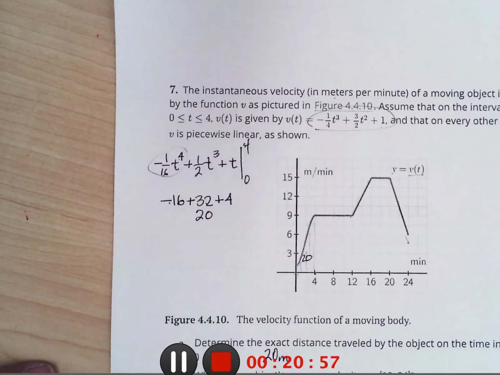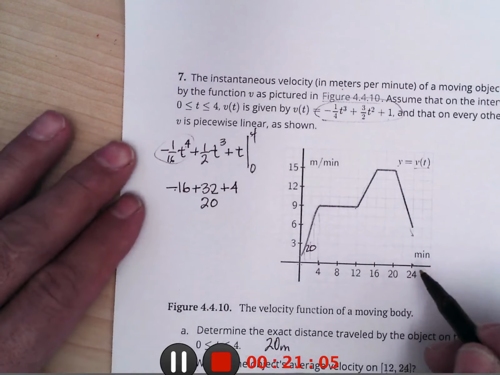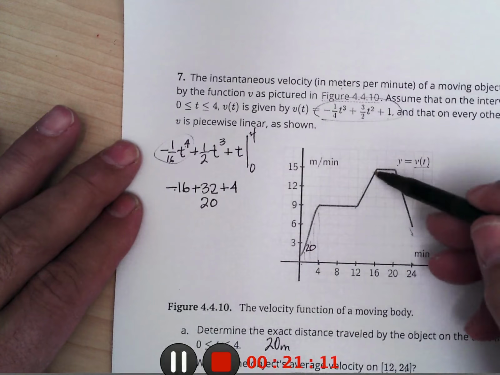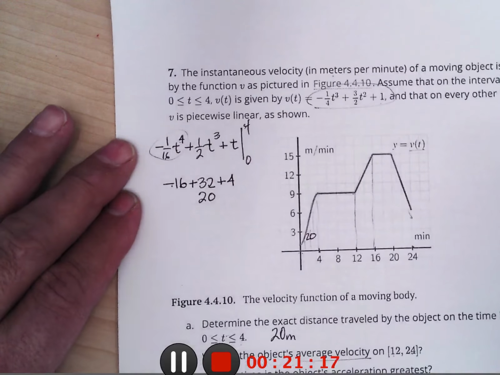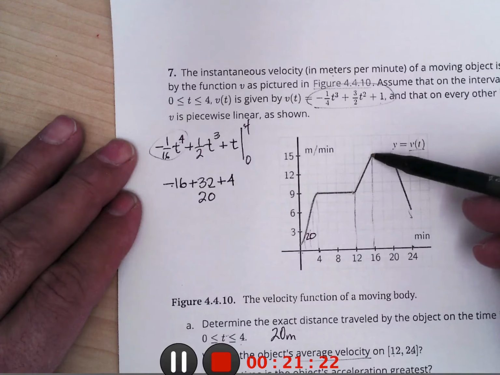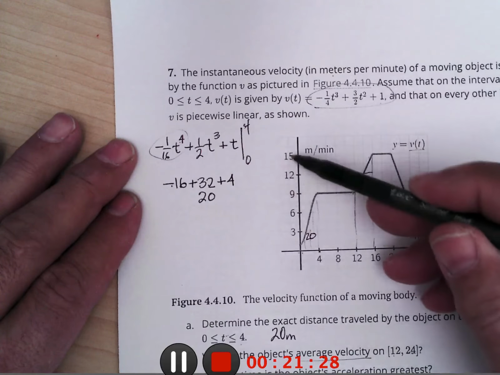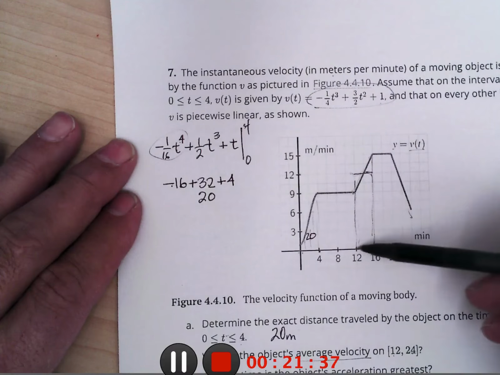What's the object's average velocity from 12 to 24? Well, here we can do it just by area. We could write the equation and do the antiderivative, but since these are straight lines, that is a trapezoid. This side of the trapezoid is 9. This side is 15. The average of 9 and 15 is 12. 15 plus 9 is 24, divided by 2 is 12. So the area of the trapezoid is equal to the area of this rectangle. 4 times 12, 48.